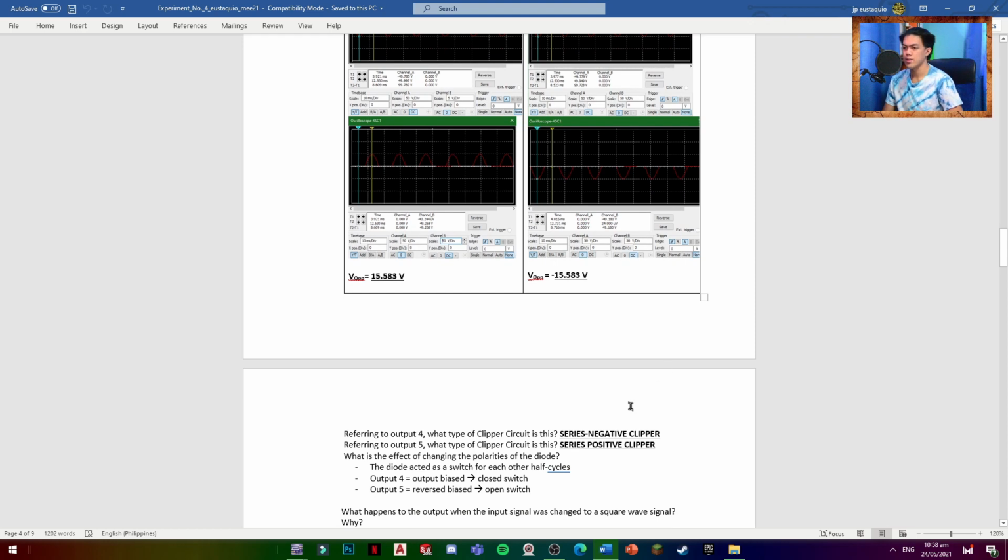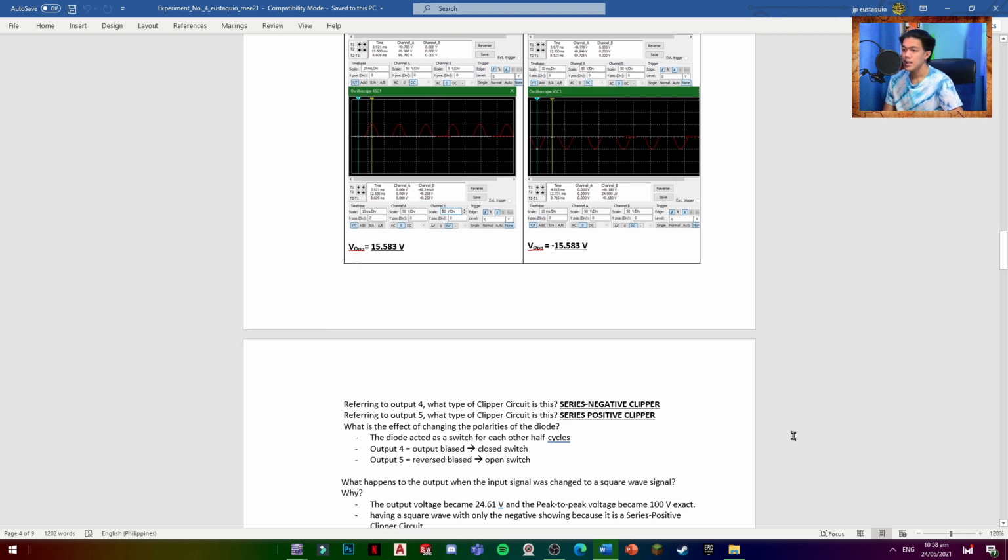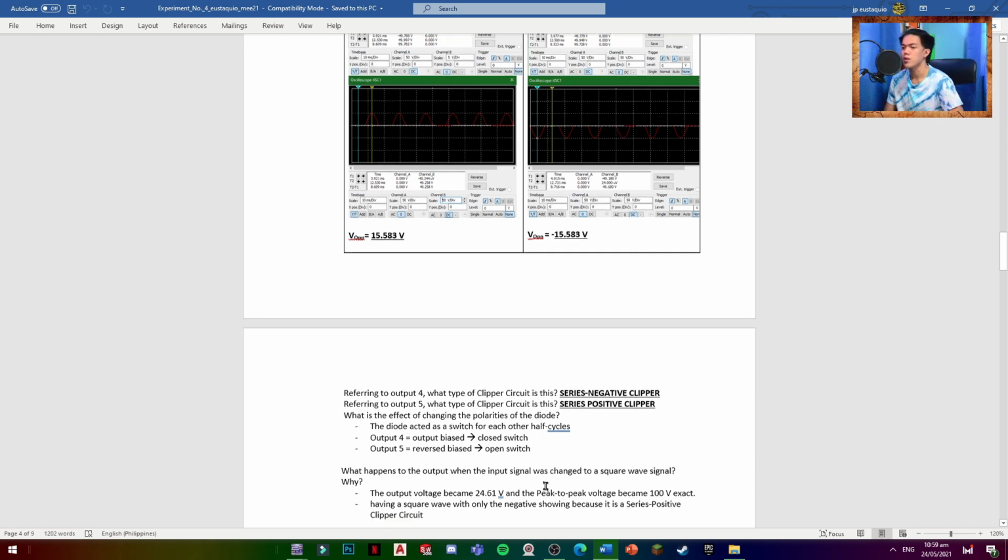So answering the questions, referring to output 4, what type of clipper circuit is this? Based on my observations, output 4 is a series negative clipper, and output 5 is a series positive clipper. So what are the effects of changing the polarities of the diode? The diode acted as a switch for each half cycle. For output 4, it is forward biased, so it is a closed switch. And for output 5, it is reverse biased, so it is an open switch.